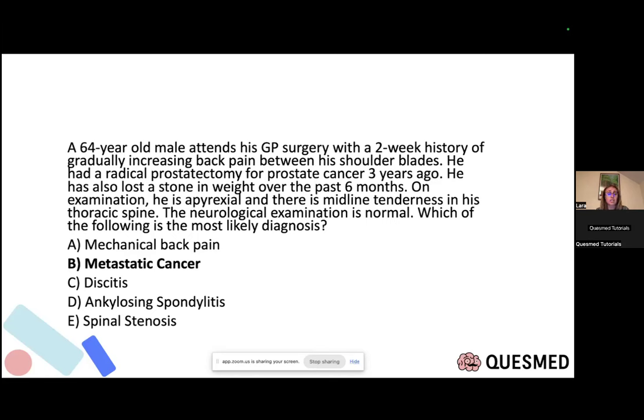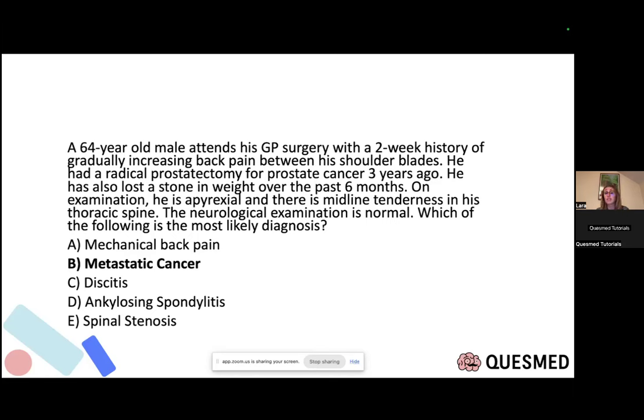In final year OSCEs, unlike MRCP, they don't really give you any red herrings, so the following information is essential. He's had a radical prostatectomy for prostate cancer, but now he's having constitutional symptoms as well. So he's having weight loss.